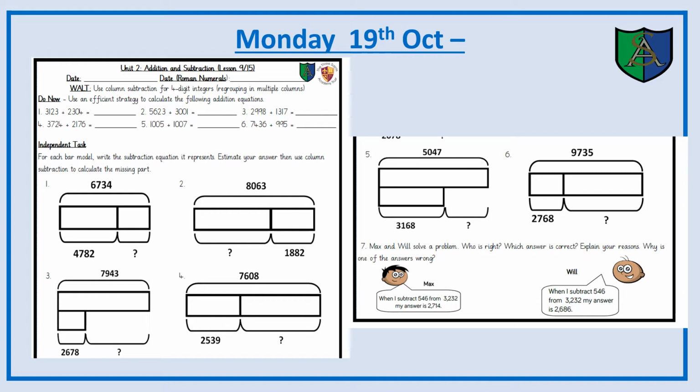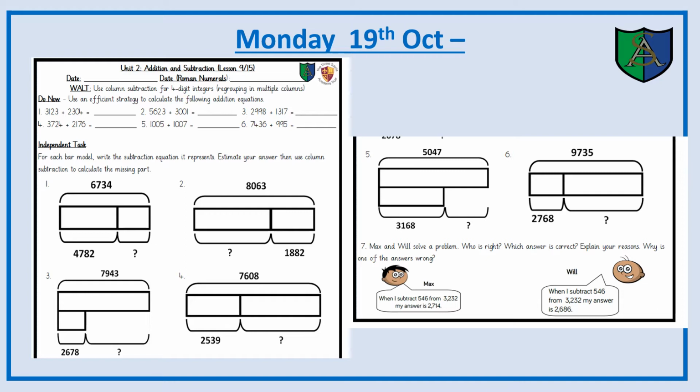Your do now is some revision of previous lessons' works. So you have got 6 questions whereby you need to use an efficient strategy to calculate the following addition equations. They are all 4-digit, add 4-digit. Some you will be able to do mentally.